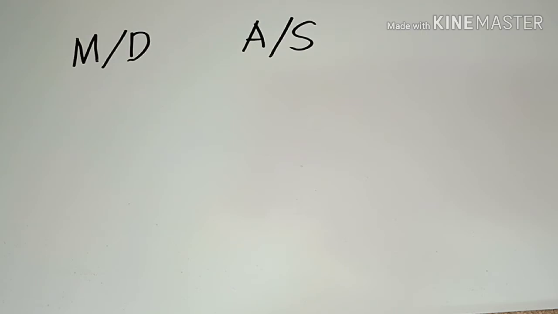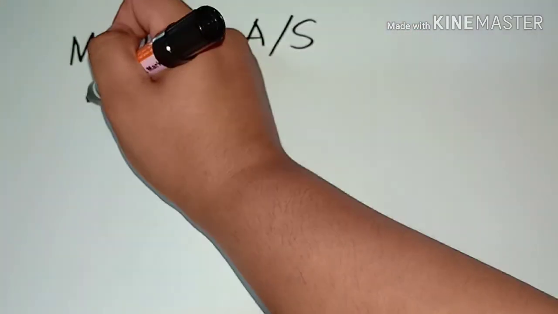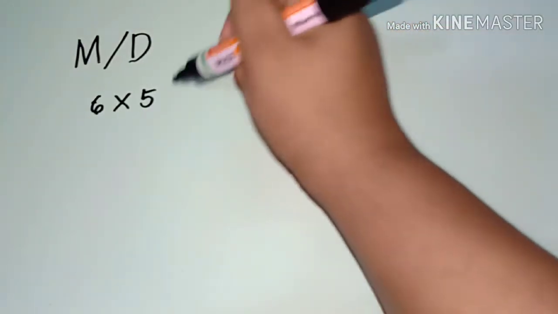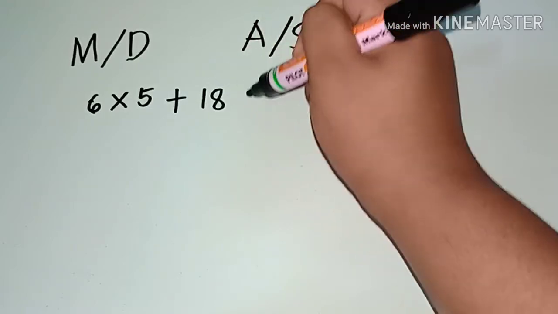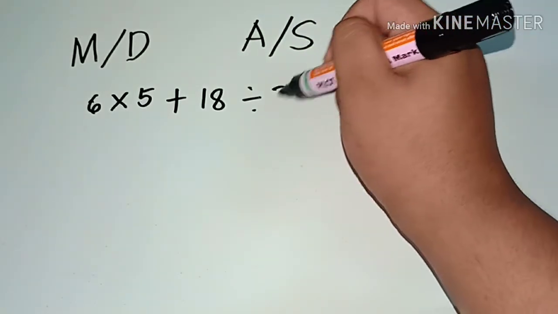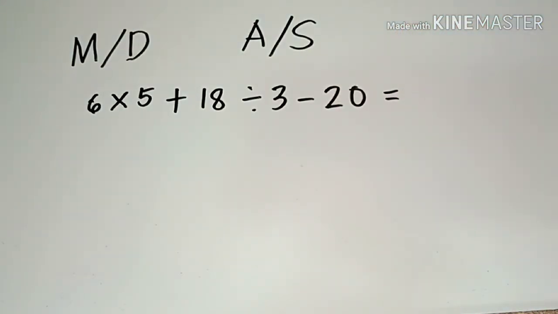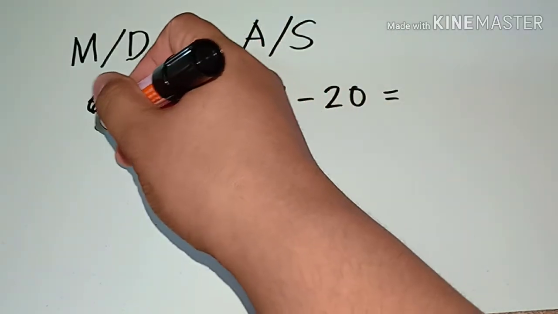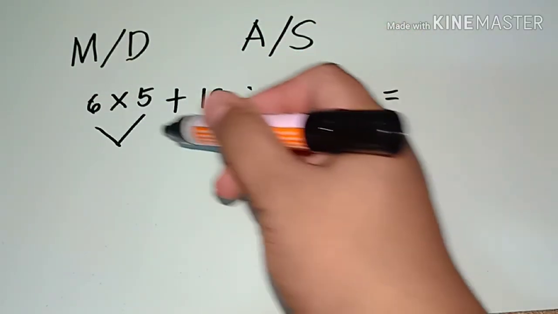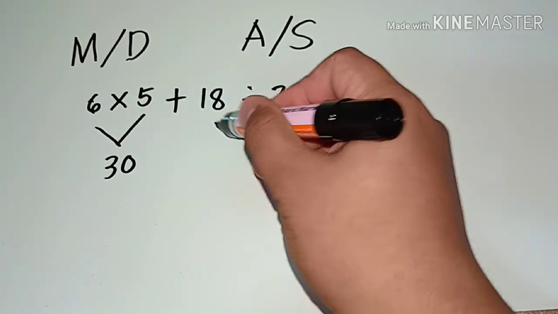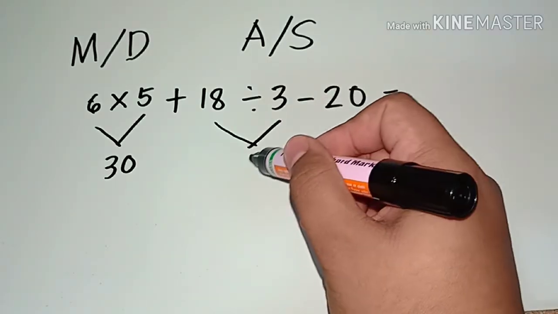So I'll be giving you some examples. First, what if we are solving 6 times 5 plus 18 divided by 3 minus 20. So as what I've said, we do first multiplication or division, whatever comes first from left to right. So since multiplication comes first, with division we do this one first. So 6 times 5 is 30. And then do division, 18 divided by 3 is 6.